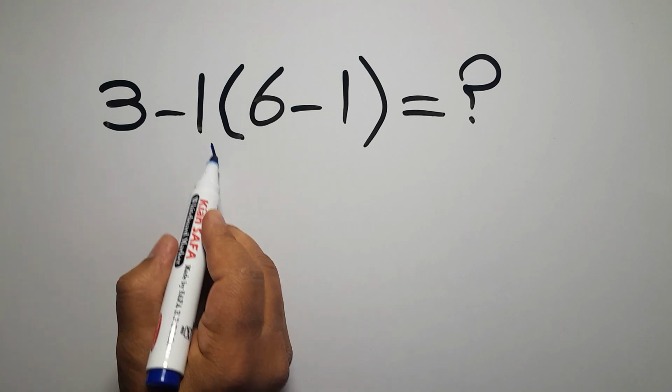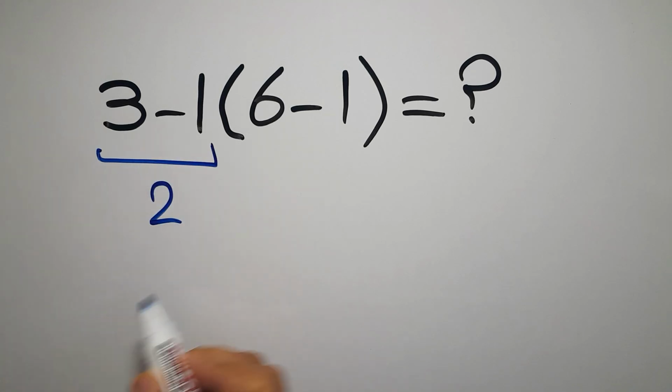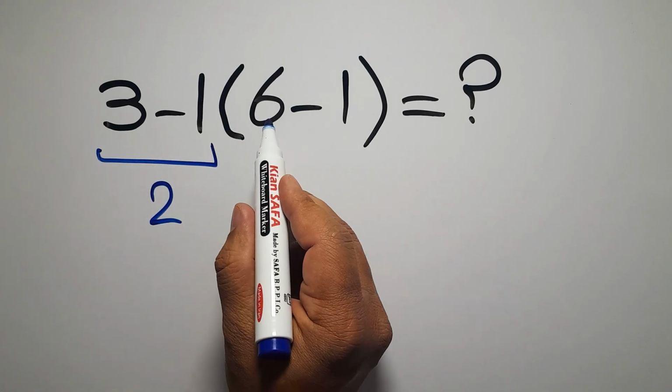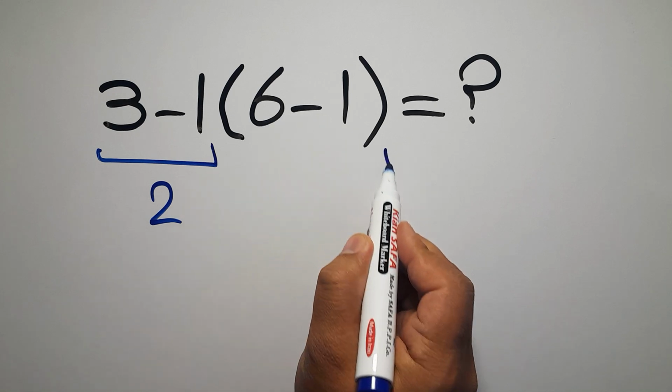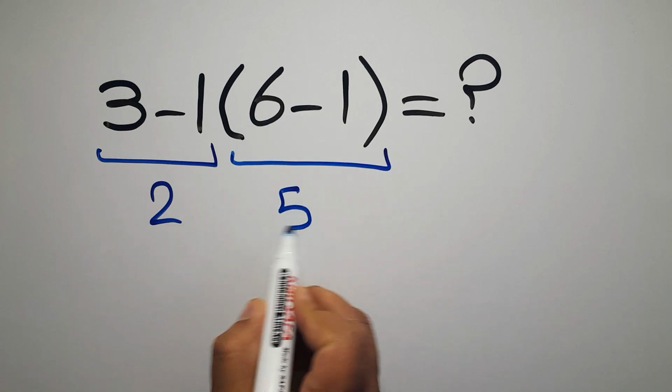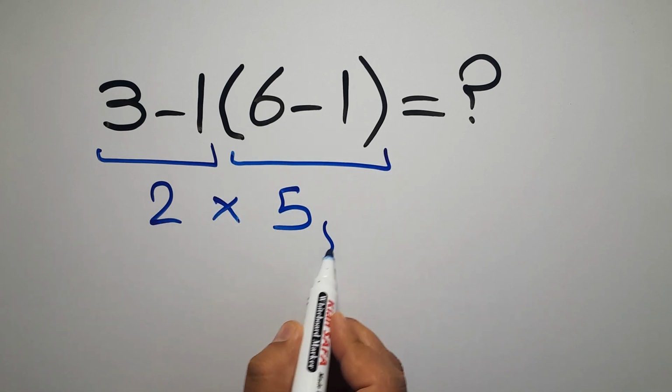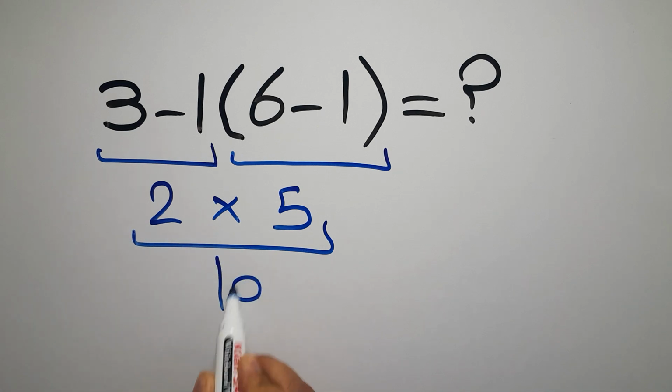3 minus 1 is just 2. And here inside this parenthesis we have 6 minus 1, which gives us 5. And 2 times 5 is equal to 10. But this answer is not correct.